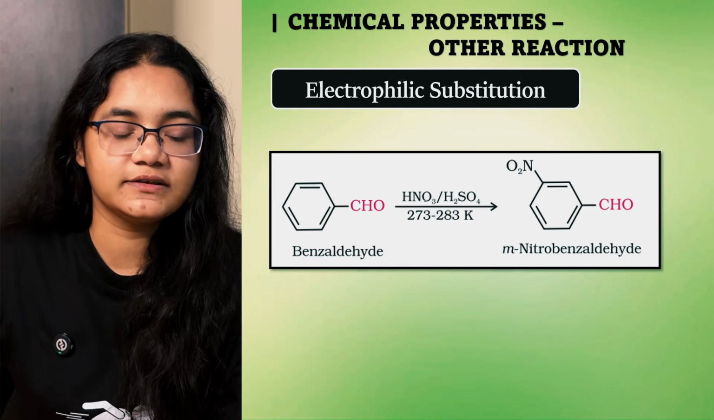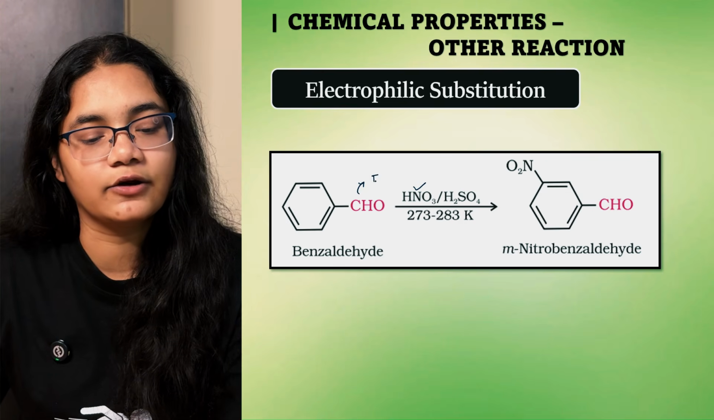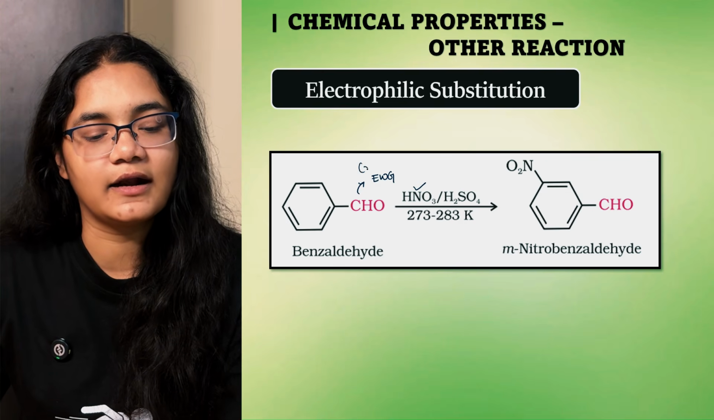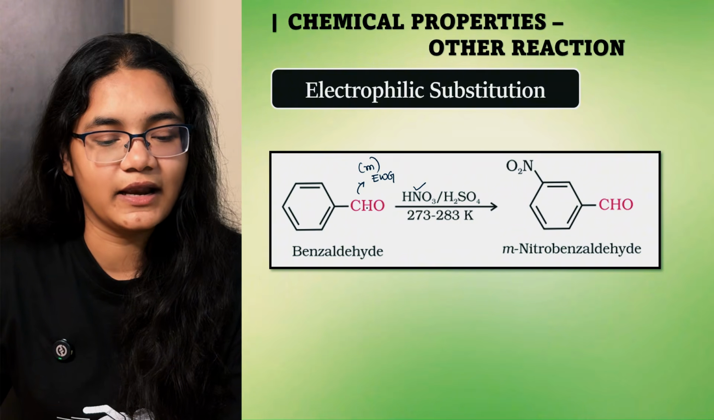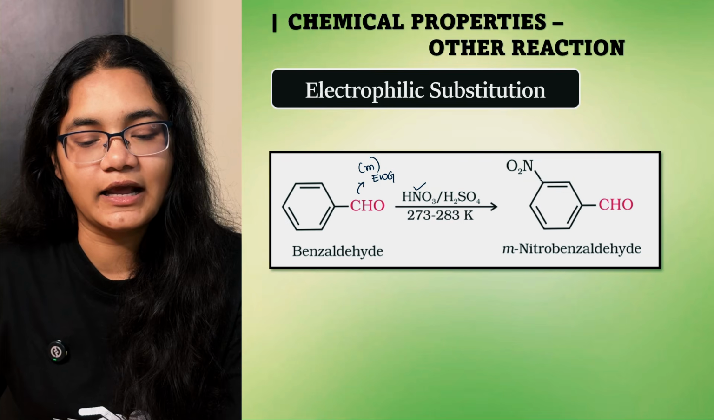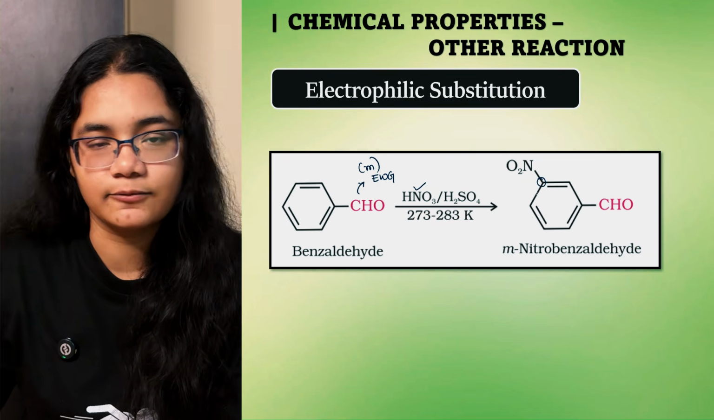Next, we have the electrophilic substitution reaction. Here you should remember the CHO group is an electron withdrawing group, and that is why it is a meta-directing group. With HNO3 and H2SO4, the nitro group, NO2, will be attached at the meta position.